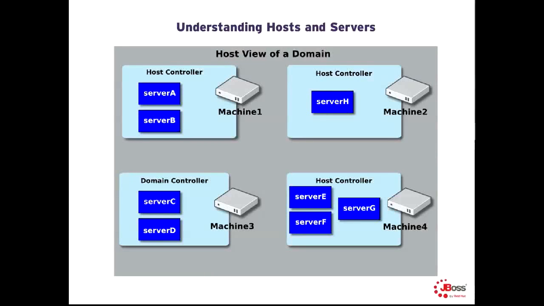In JBoss EAP6, a domain will consist of hosts, and each host will have one or more servers. Every server must be part of a server group. A server group is simply a set of server instances that are all managed and configured exactly the same way. A server group can actually span separate hosts, and a host can contain servers that belong to different server groups.